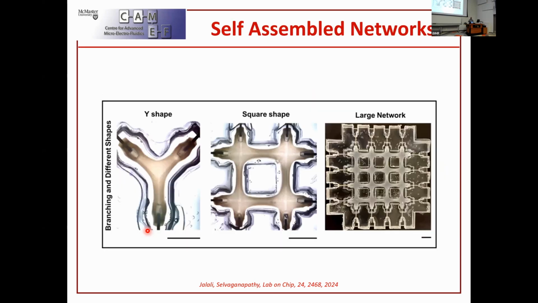And what he has shown is that he can create complex perfusion networks, right? So in this case, this is where you have a single inlet and two outlets. This is a crisscross geometry, and you can create very large structures.